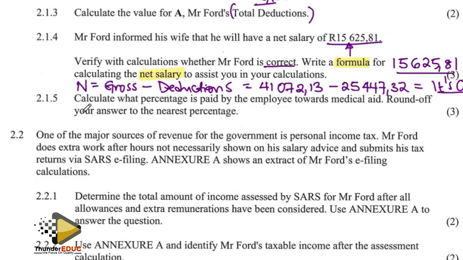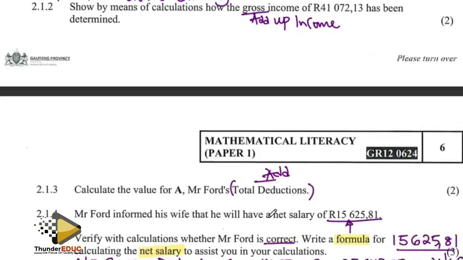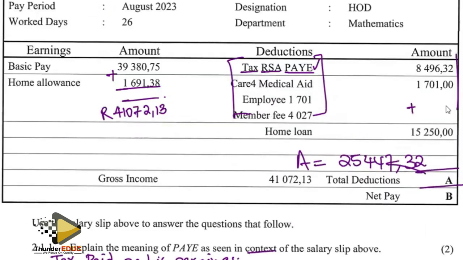Okay, calculate what percentage is paid by an employee towards medical aid. Round off your answer to the nearest percentage. Take note, we are looking at percentage, and as we look at percentage, we need a formula. We need a fraction, a numerator divided by a denominator times 100. Now, what's the numerator? The numerator is going to be the medical aid. Shall go to the slip. How much is the medical aid? We take this value here.